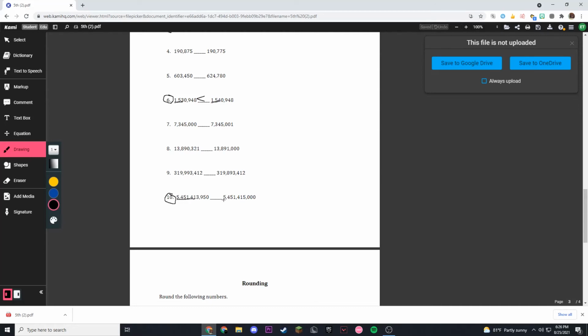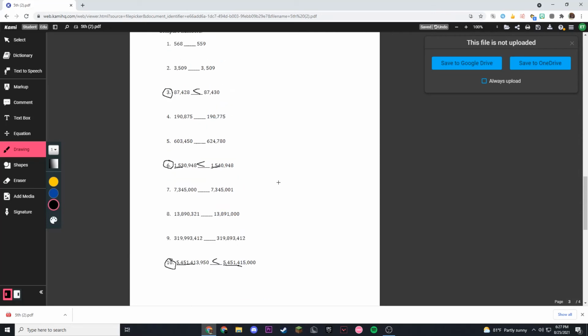which is 54514. Now we see that the 3 and 5 are different, and we know that 5 is greater than 3, so we can say that 5,451,415,000 is greater than 5,451,413,950.